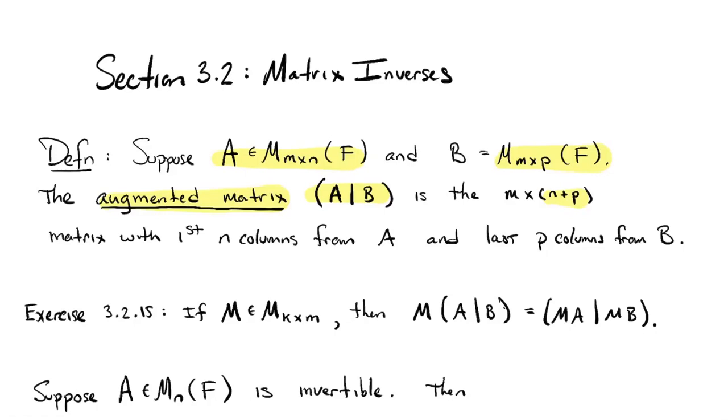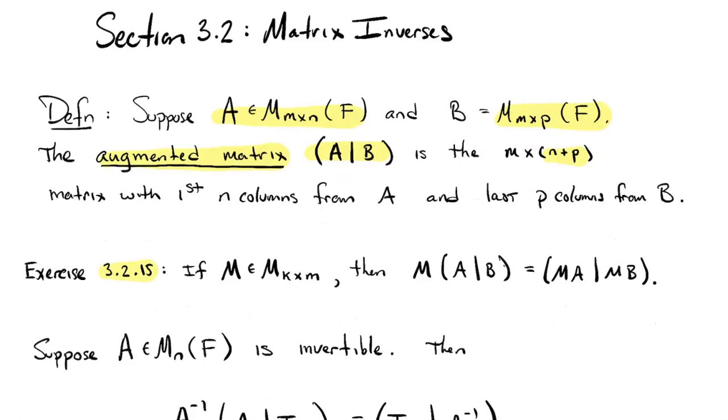Okay, there's an exercise, exercise number 15 in this section, that if M has the appropriate size, the right number of columns, when you multiply M by an augmented matrix, you get an augmented matrix that you get by multiplying each component by M. That's just a matrix multiplication exercise. I'm going to leave it to you.